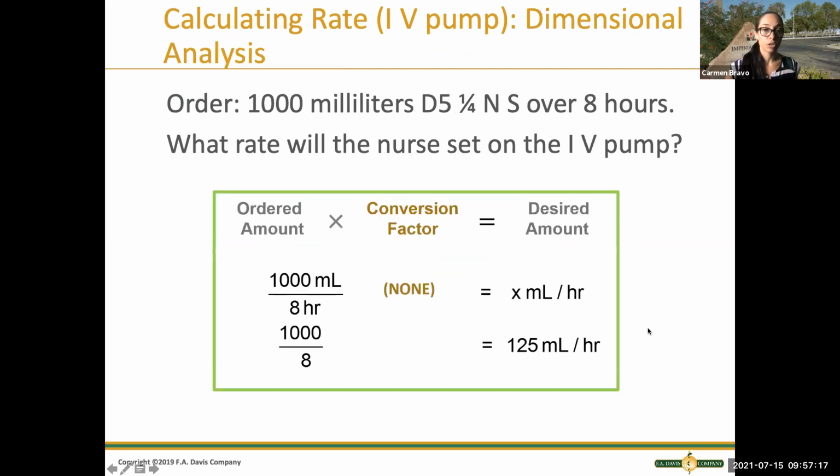So let me show you dimensional analysis. Let's see that order. It says 1,000 milliliters of D5 and 1/4 of normal saline over 8 hours. Okay, so we have to give 1,000 mLs over 8 hours. And it says, what rate will the nurse set up the pump? So this is the way that you are going to do the conversion. First of all, the order amount will be on the top, right? 1,000 mLs, and in the bottom you're going to put the time, how many hours. So that will be in the bottom.